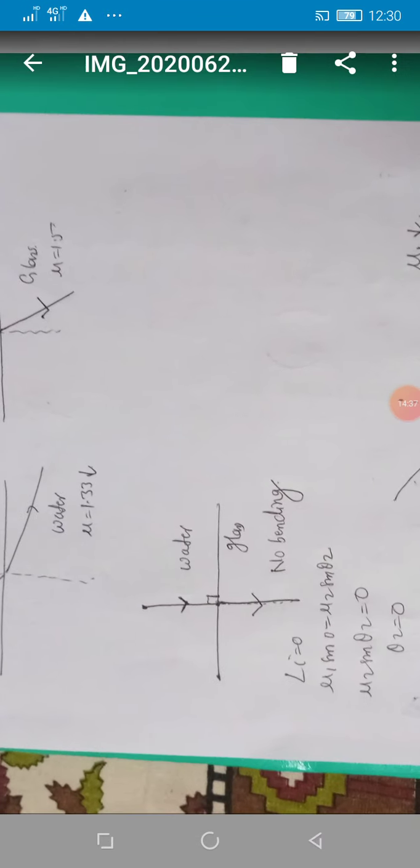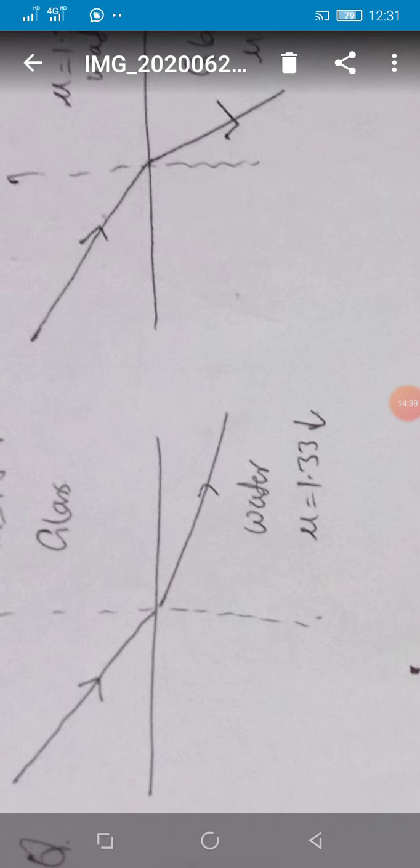Okay, student, this numerical is clear. You solve some other questions also. Let's see some other numerical, student. Here I have shown one example. Light is entering from glass to water. Glass has a refractive index 1.5. Water has a refractive index 1.3. Now can you draw the path? Here already I have drawn the path.